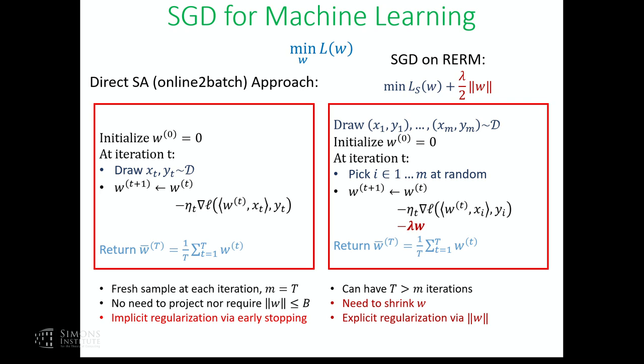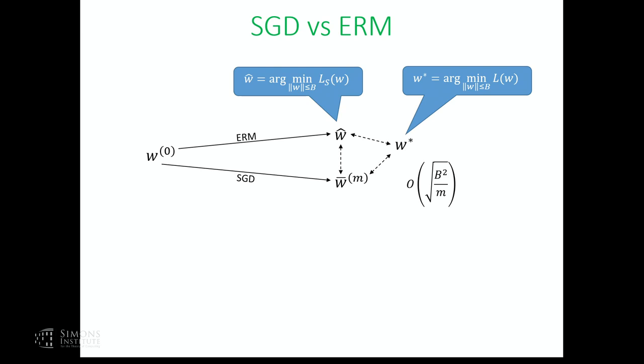Okay? So if you think about it this way, this is maybe the best thing we're competing with, the best low norm predictor, okay? The best on the population. So we want to be close to it. And with m samples, we can get square root of b squared over m close to it. Okay, so we can be in some neighborhood of it. So ERM is somewhere over here. It's as good as we can get with m samples to the truth.